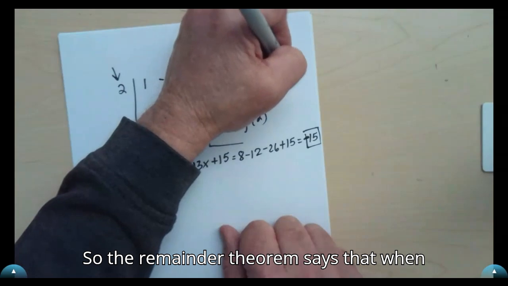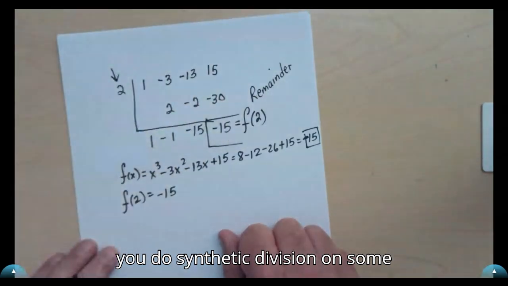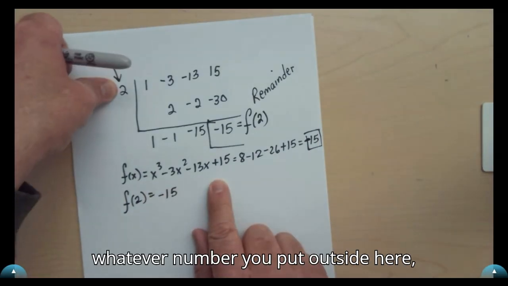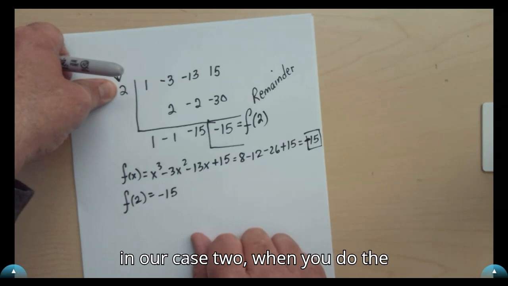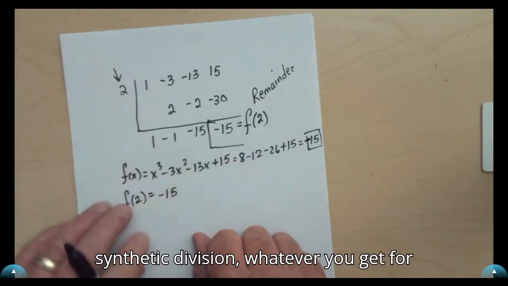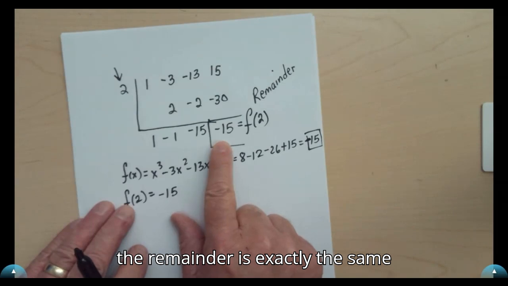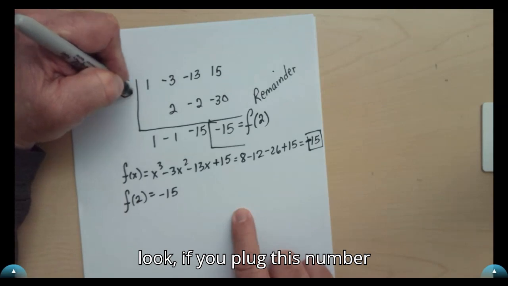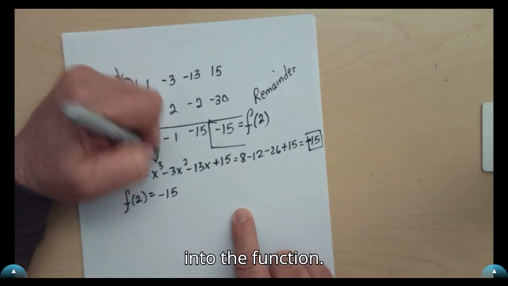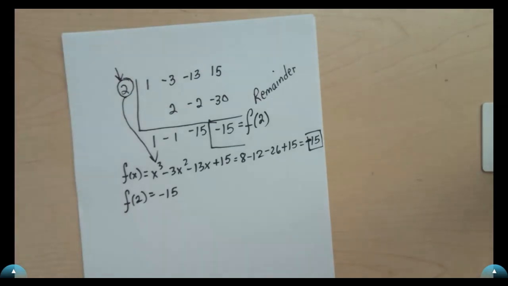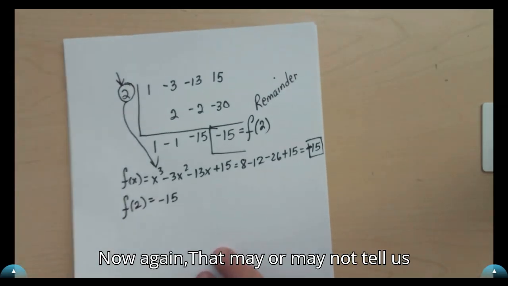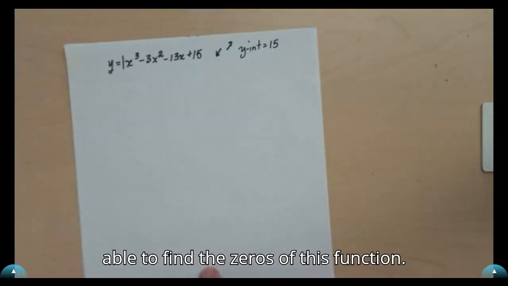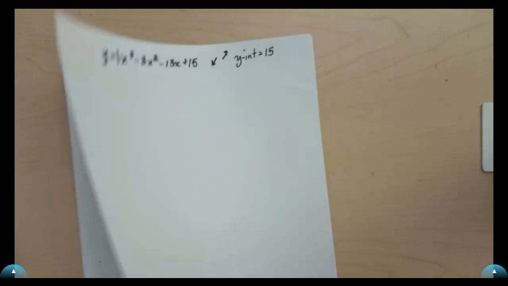So the remainder theorem says that when you do synthetic division on some function like this one, whatever number you put outside here, in our case 2, whatever you get for the remainder is exactly the same thing as you'll get if you plug this number into the function. Now again, that may or may not tell us something about how we're going to be able to find the zeros of this function. So let's go back to our function now.